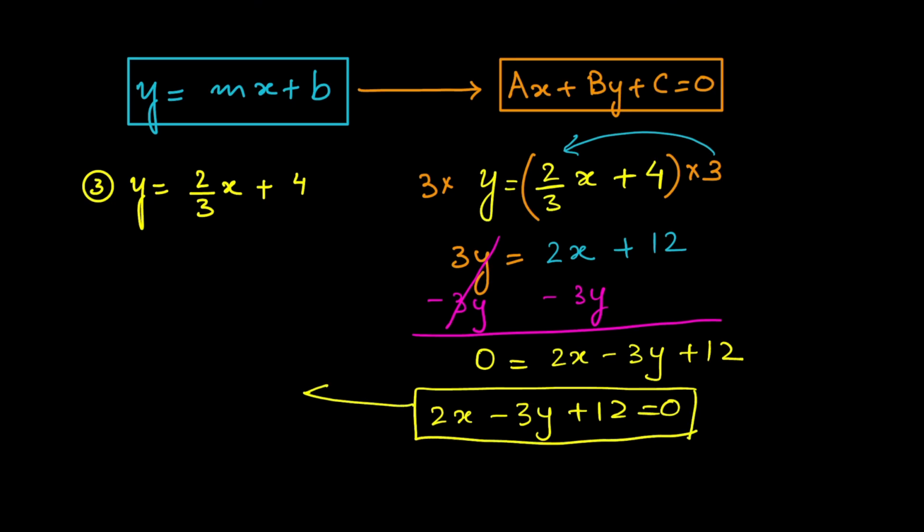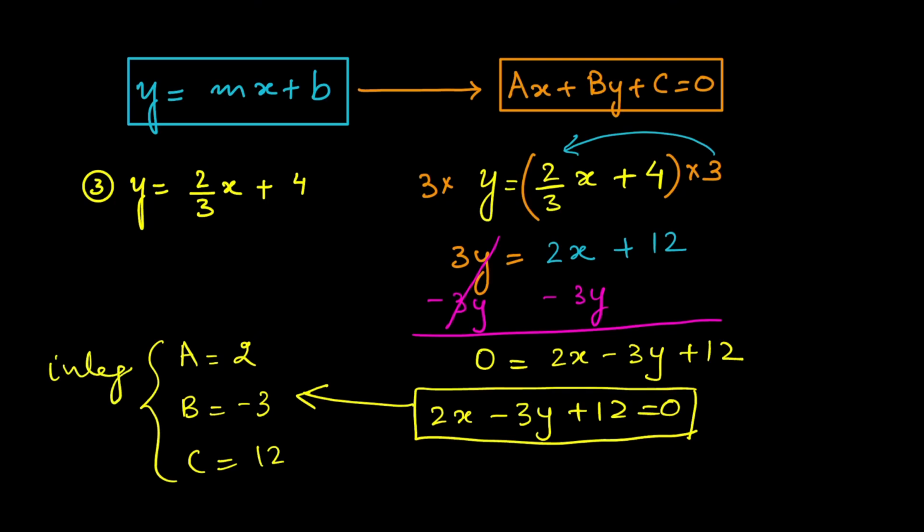So from here, we write the values of the parameters a, b, and c. So what are the coefficients? a is 2, b, if we see, is minus 3, and c is 12. So these are the integer values. So this is the way we convert from y equals mx plus b to the general form ax plus by plus c equals 0.